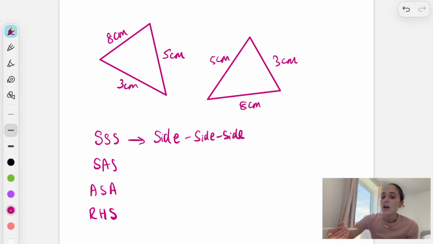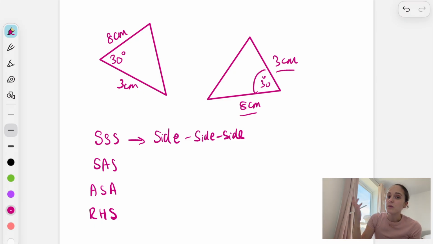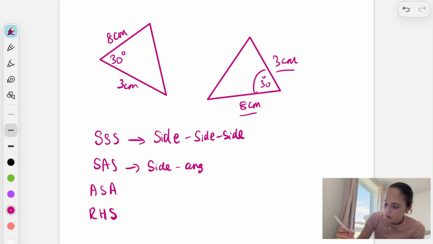SAS is side, angle, side. So if we can prove that a side and an angle on another side, so the angle has to be sandwiched between those two sides, are the same, then we have congruency. For example, if we chopped out this 5 centimeters and this 5 centimeters, and this was 30 degrees and this was also 30 degrees, we have side, angle, side, because we have two sides and an angle between them that are exactly the same. So SAS is side, angle, side.